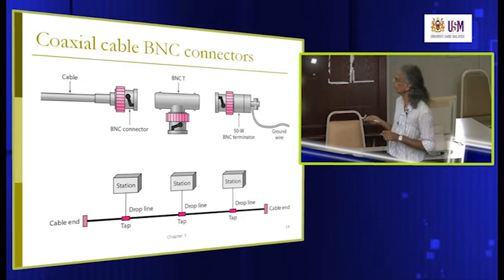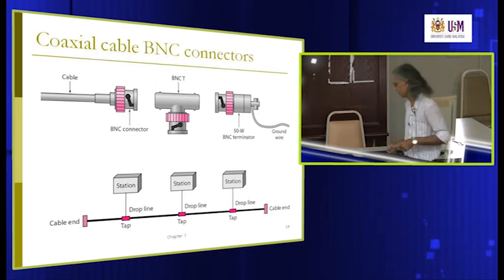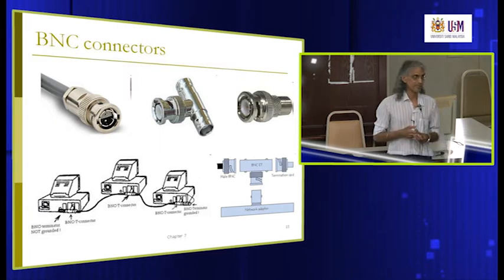And then if there are three stations, we require three T connectors. And then how do you connect the T connectors to the rest of the cable? You use this. There will be a BNC connector on both sides of this T. It's just basically connectors. They look something like this. This is the T connector, this is the BNC connector, and this is basically the terminator.